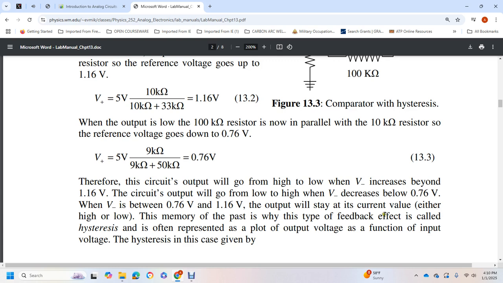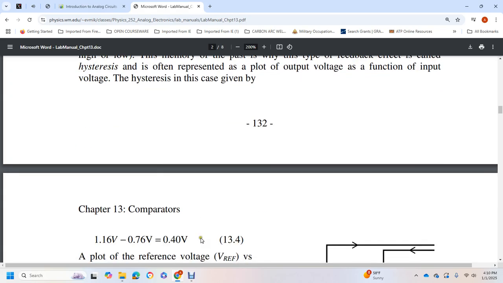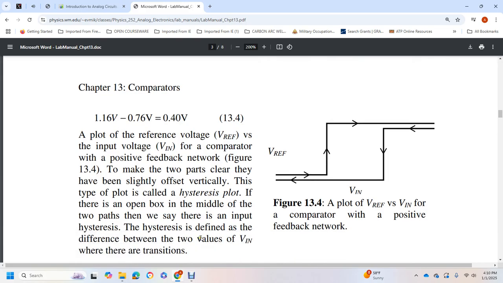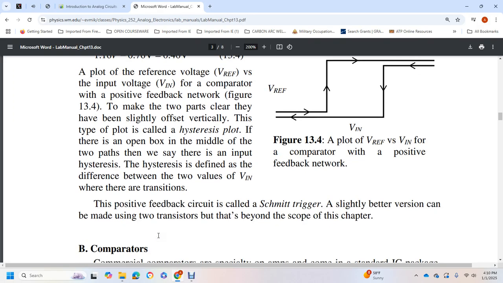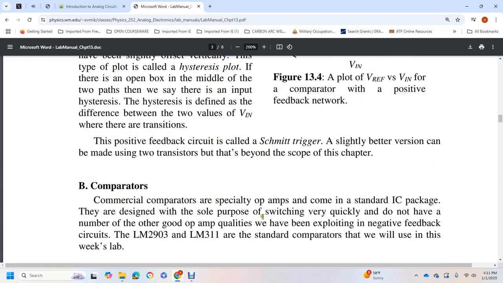This memory of the past, a feedback effect, is called hysteresis, often represented in a plot of output voltage as a function of input voltage. Hysteresis in this case can be given by a plot of the output versus the input voltage for the comparator with the positive feedback network in Figure 13.4. To make the two paths clear, they have been slightly offset vertically. This type of plot is called a hysteresis plot. There is an open box in the middle between the two paths, showing that there is an input hysteresis, defined as the difference between the two input values where the transitions occur. The comparator with positive feedback in this circuit is called a Schmitt trigger. A slightly better version can be built with two transistors, which is beyond the scope of this chapter.